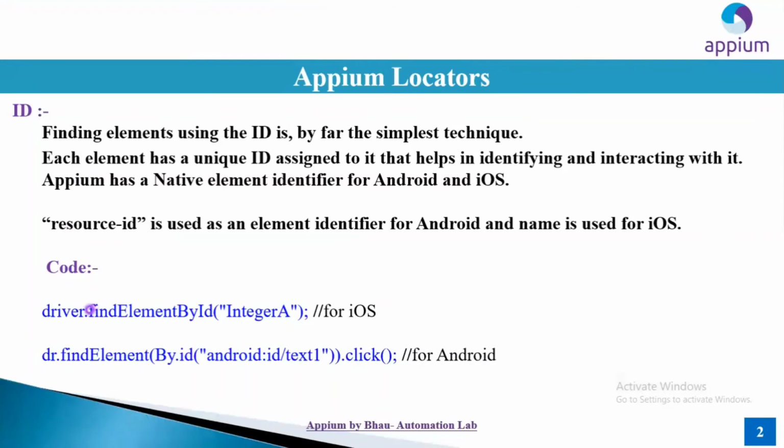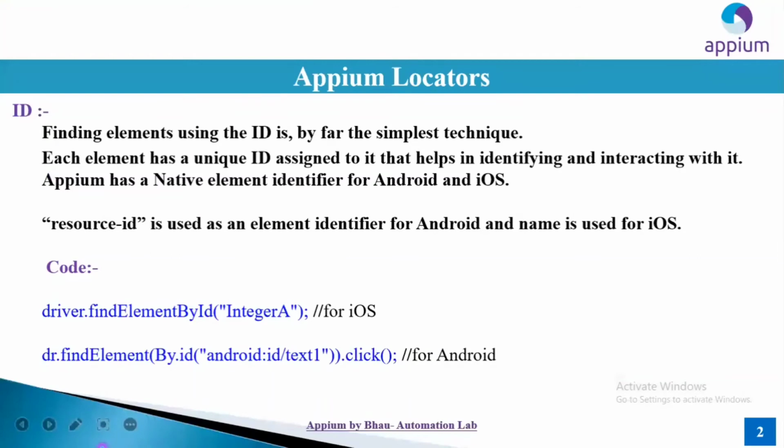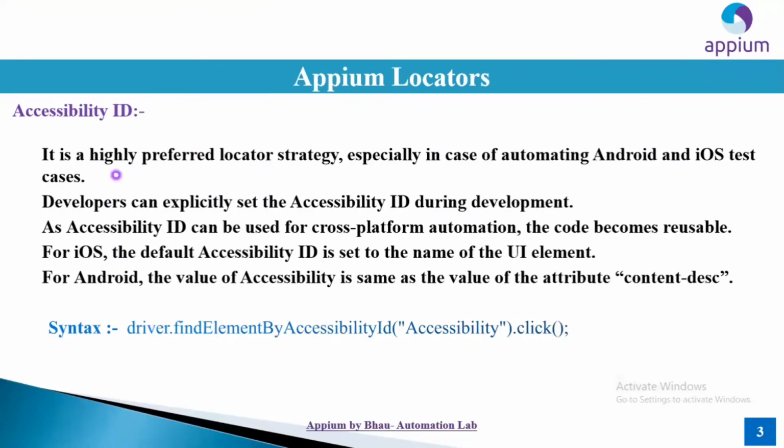With the help of resource ID as the identifier, we can use it in Android, and the name is for iOS. We are working with Android, so we have used resource ID. So this is the easiest way. We can simply define the resource ID attribute value here and simply click on this particular locator. Okay, so the next locator for APM is accessibility ID.